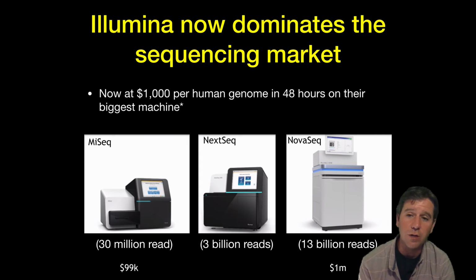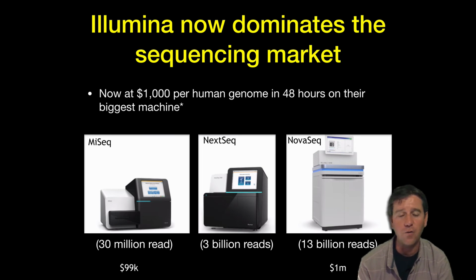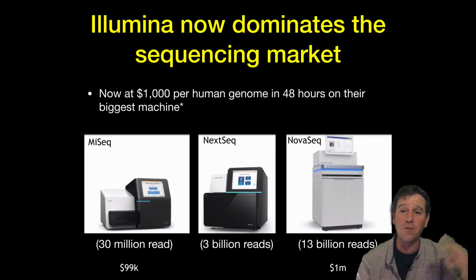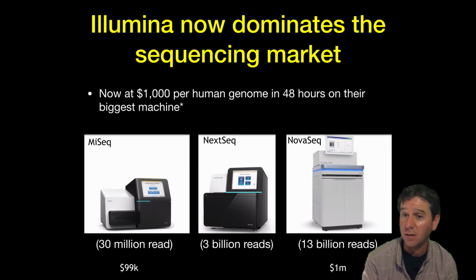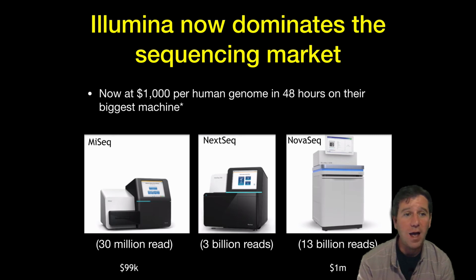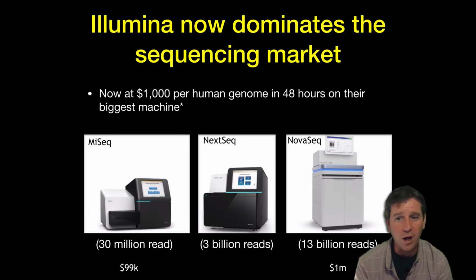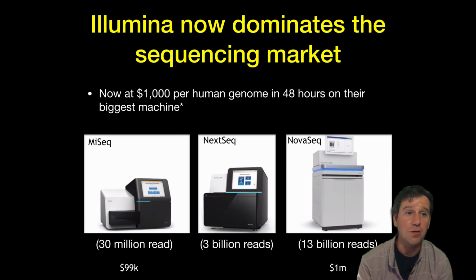Individual researchers or teams of researchers will use these. And then the big machine, the NovaSeq. These images aren't to scale here. They'll be the size of a big fridge freezer combo. They're the big players that generate 13 billion reads. Currently, you won't get much change from $1 million if you want to buy them today. If you believe the press release and you run these things multiplexed to the nines and around the clock, you can get a human genome in 48 hours on this biggest machine for around $1,000. And that's a game changer, right? This mythical $1,000 genome that people are pushing.